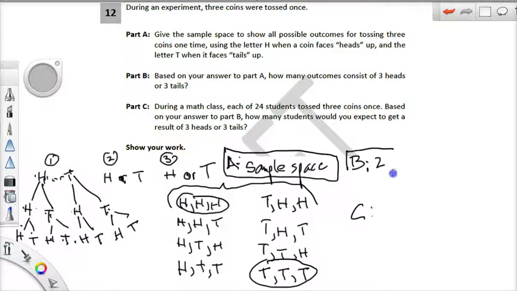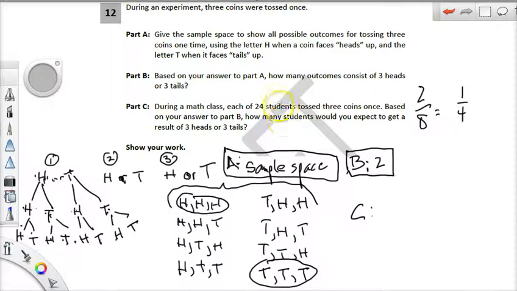There's A, there's B. C: each of 24 students tossed 3 coins at once. Based on your answer, how many students would you expect to get a result of 3 heads or 3 tails? There are 8 possible outcomes, so there are 2 desired outcomes of all heads or all tails. That's 2 ways, like a quarter of the time you flip, you're going to get 3 heads or 3 tails. That's our predicted outcome.